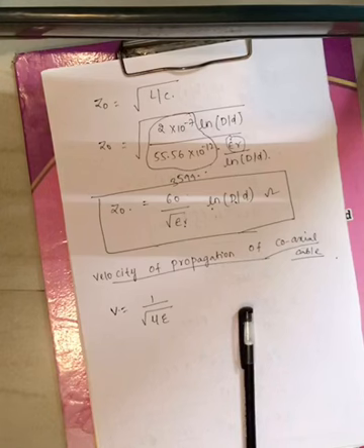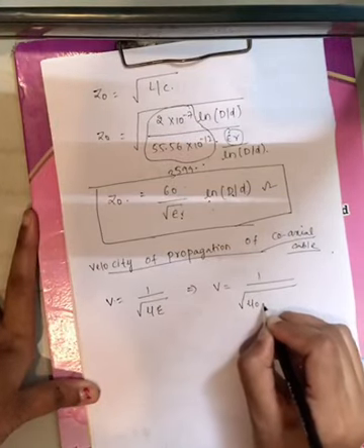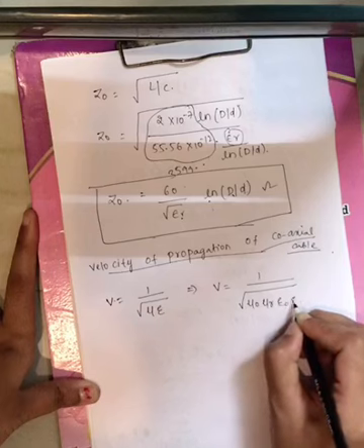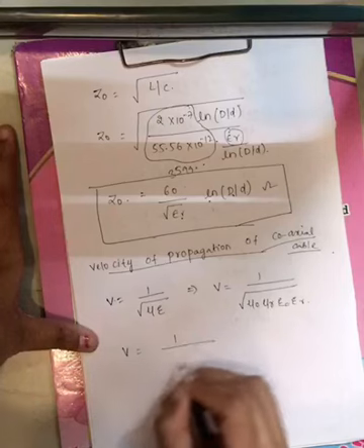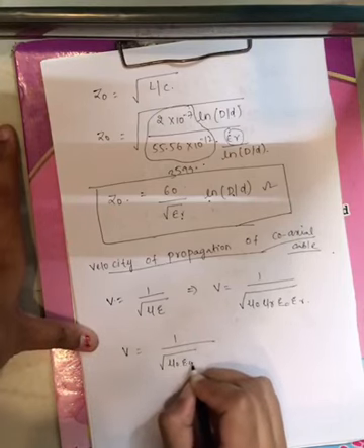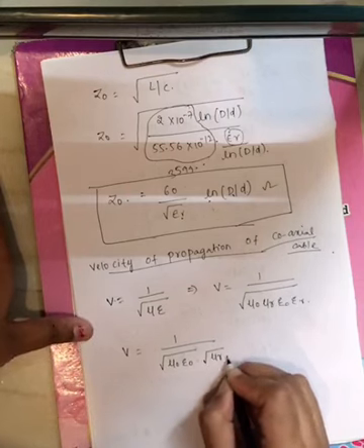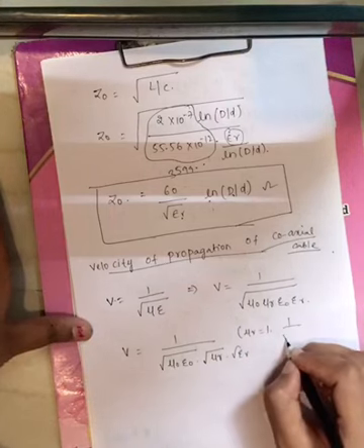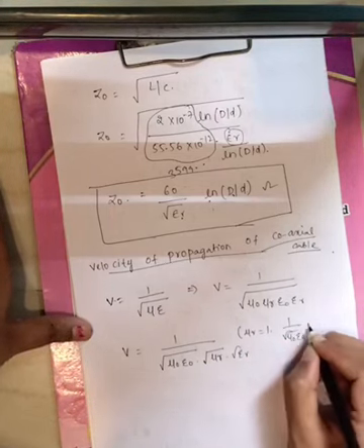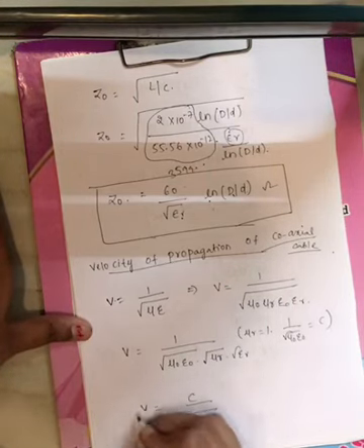Now if I substitute that value, what will you get? V is nothing but 1 by under root of mu naught into mu r into epsilon naught into epsilon r, right? From this expression, V equals 1 by under root of mu naught into epsilon naught, into 1 by under root of mu r into under root of epsilon r. Now mu r equals 1, and 1 by root of mu naught into epsilon naught equals C. If I substitute that, you will get C by under root of epsilon r.